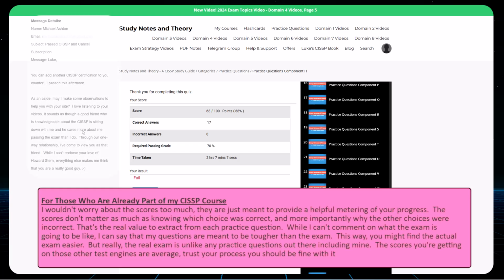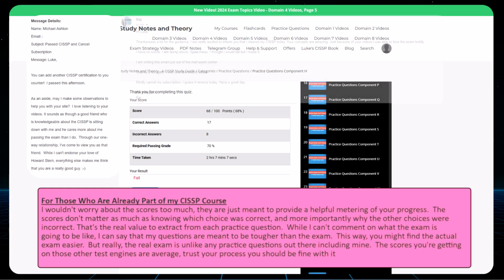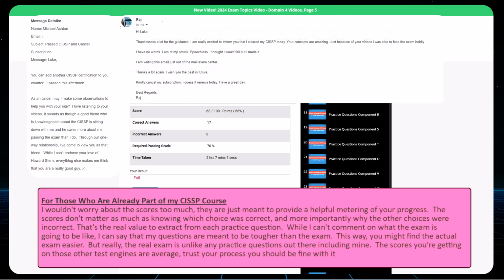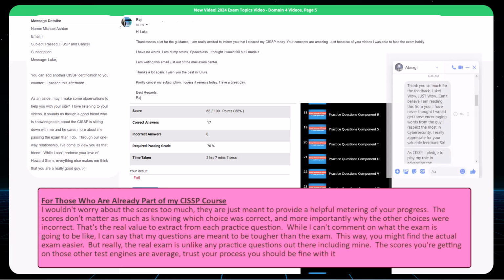I'm like, hey man, don't worry about that. Don't worry about the scores too much. They are just meant to provide a helpful metering of your progress. The scores don't matter as much as knowing which choice was correct, and more importantly, why the other choices were incorrect. That's the real value to extract from each practice question in my CISSP portal.